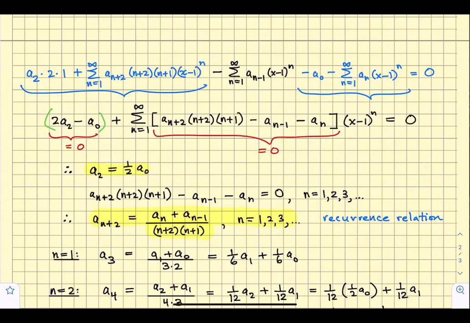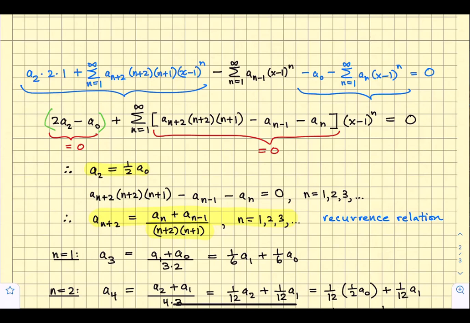And now if we solve for the future in terms of the past, we get a_{n+2} is (a_n + a_{n-1}) all over (n+2)(n+1). And this is our recurrence relation. This is a little different than our last example.